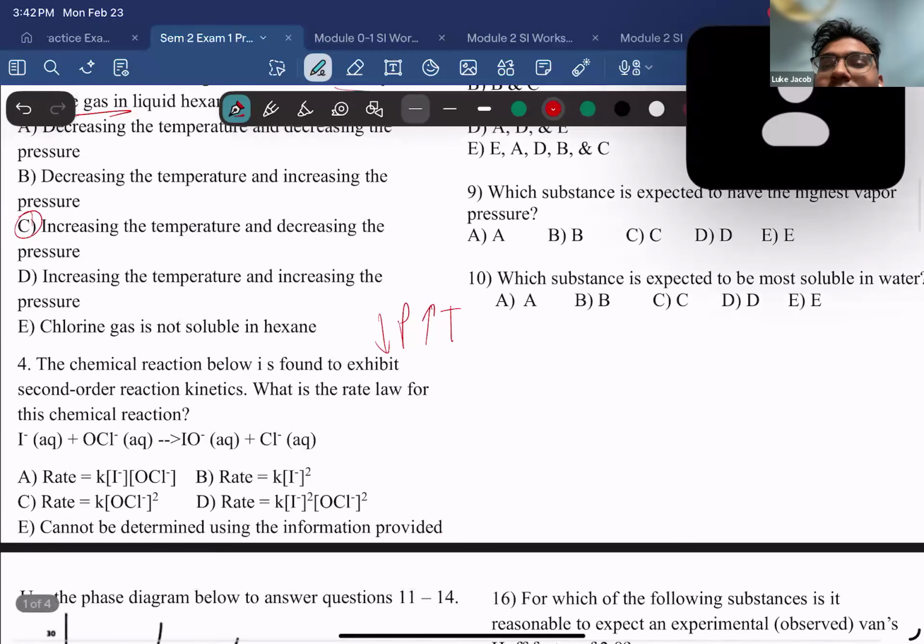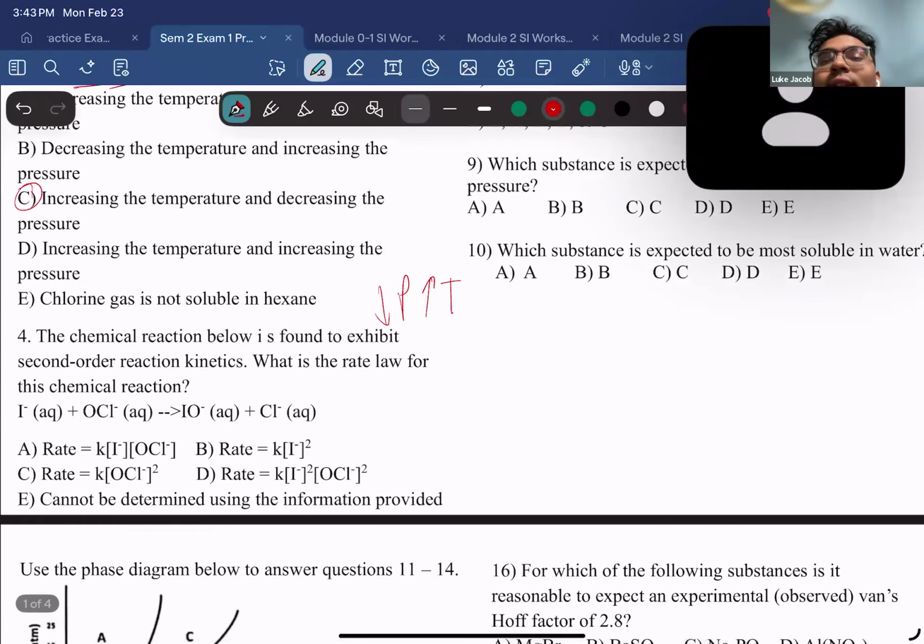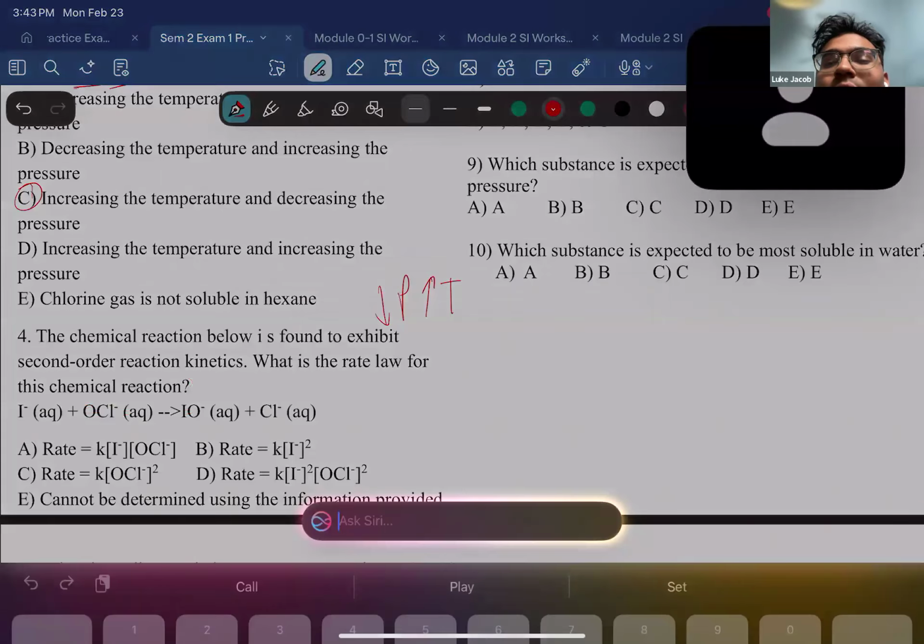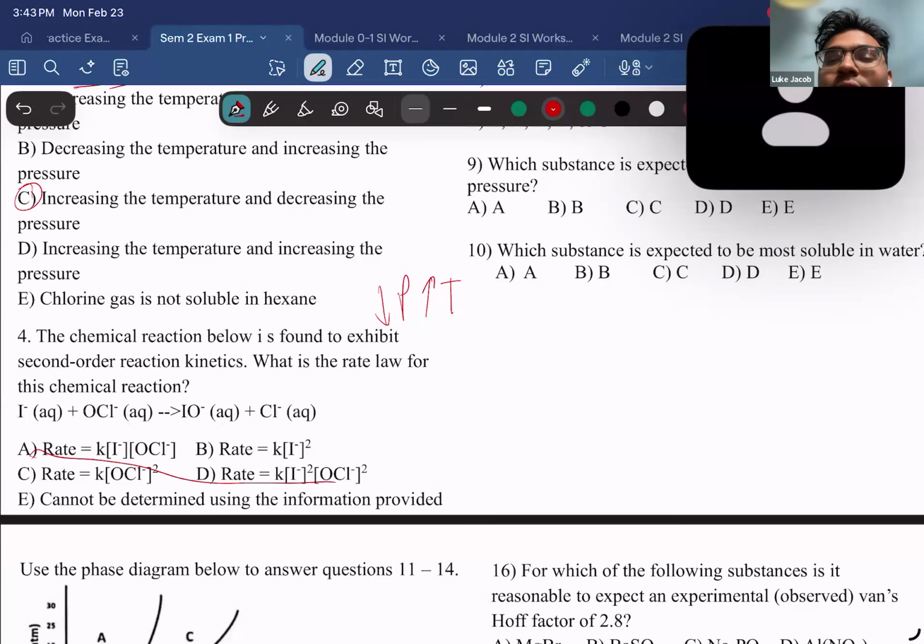All right, let me know if I'm going too fast or anything. The chemical reaction below is found to exhibit second order reaction kinetics. What is the rate law for the chemical reaction? Remember that there are two ways to figure out rate law. One is through the reaction mechanism, where we know the slowest step, and the other way is experimentally. If we only have the overall reaction, we're not able to figure out the rate law. So all these answers are wrong. The answer is E.